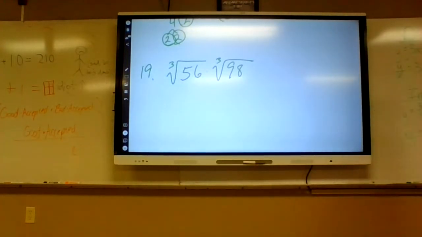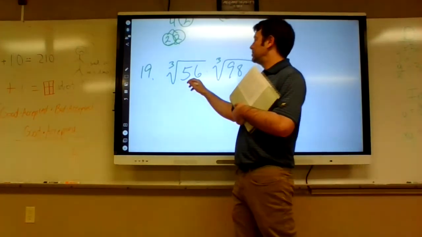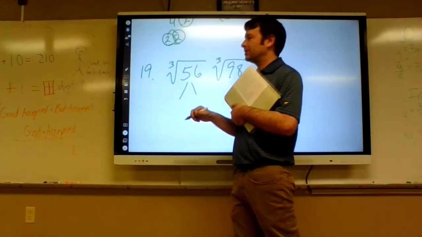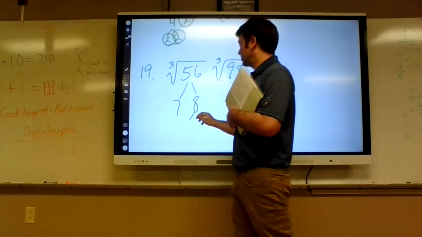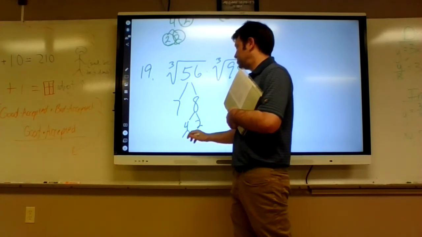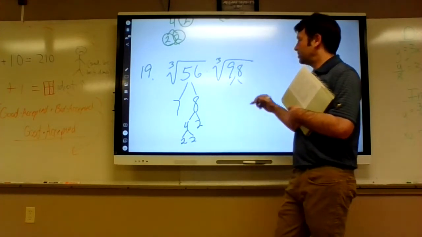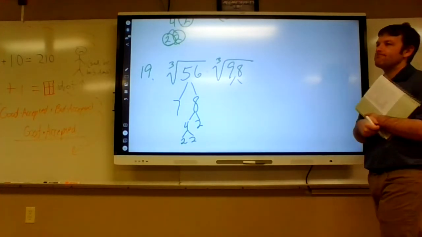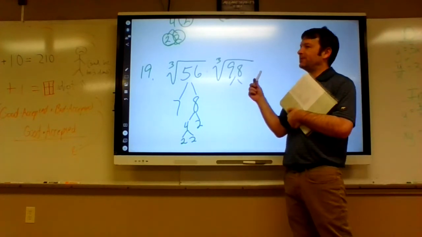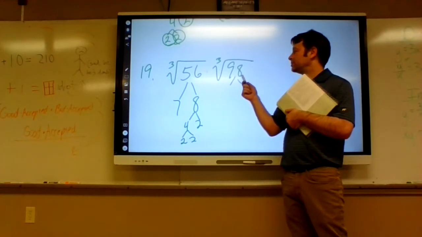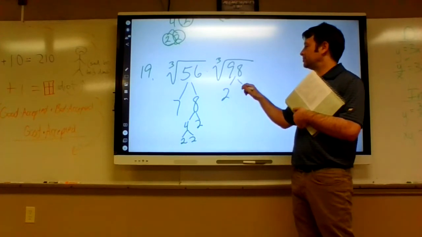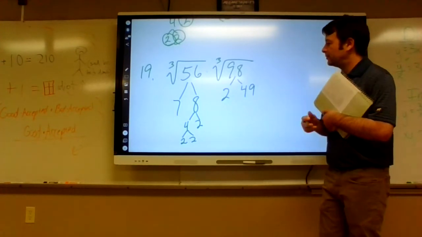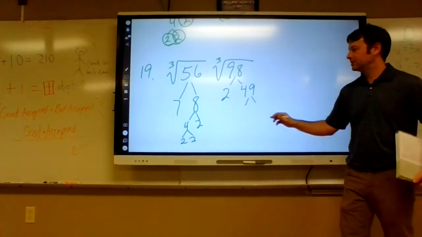Okay, what can go into 56? 9 and 6. No, that's 54. 7 and 8. We're so high. Okay, how about 98? What goes into 98? What 100% for sure goes into 98? 2. 2 times 49.